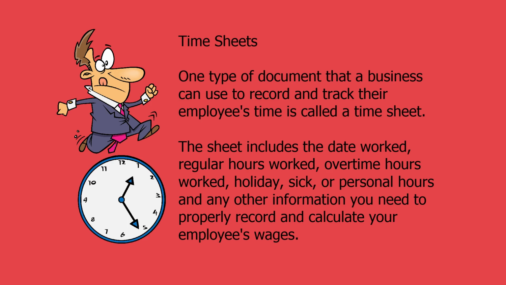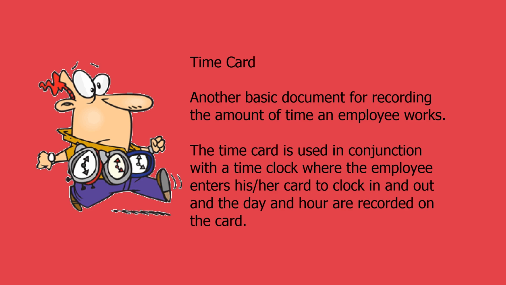Payroll source documents. Timesheets. One type of document that a business can use to record and track their employees' time is called a timesheet. The sheet includes the date worked, regular hours worked, overtime hours worked, holiday, sick, or personal hours and any other information you need to properly record and calculate your employees' wages. Time card. Another basic document for recording the amount of time an employee works. The time card is used in conjunction with a time clock where the employee enters his or her card to clock in and out and the day and hour are recorded on the card.